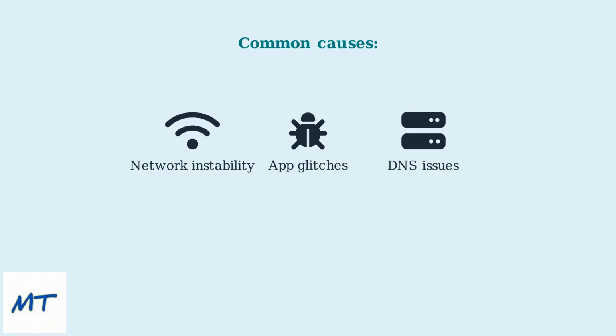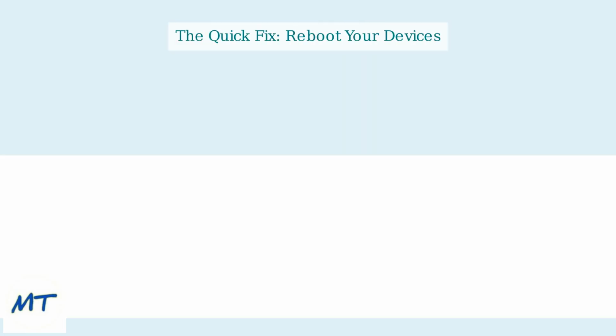We will cover common and up-to-date troubleshooting methods in this video. The first and simplest solution is to reboot your equipment. Power cycling clears temporary glitches and refreshes connections, resolving the issue in about 70% of cases.